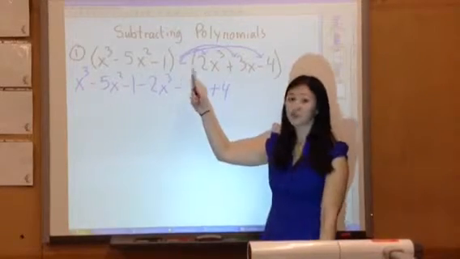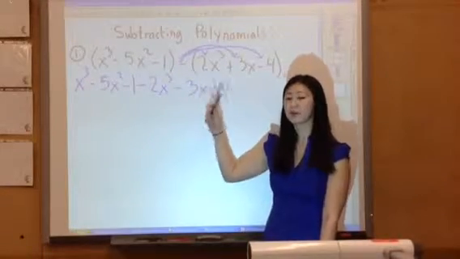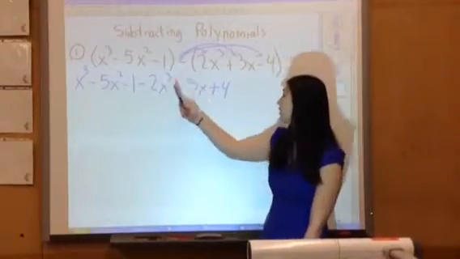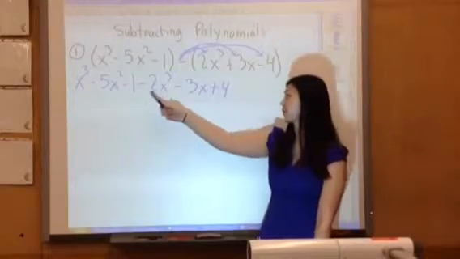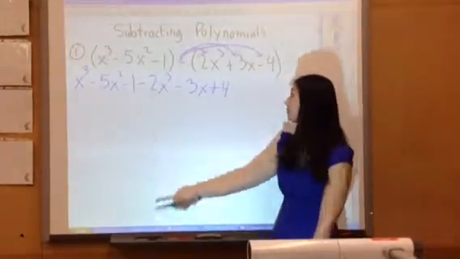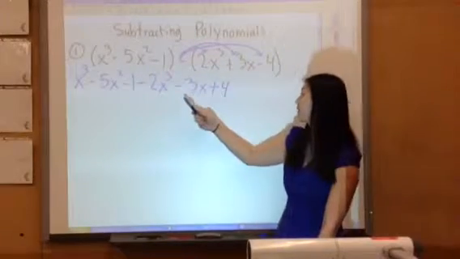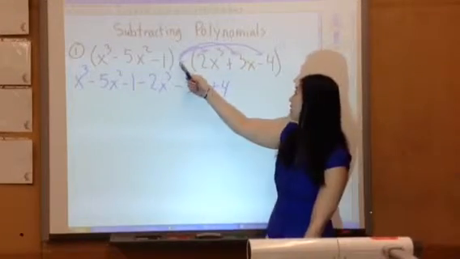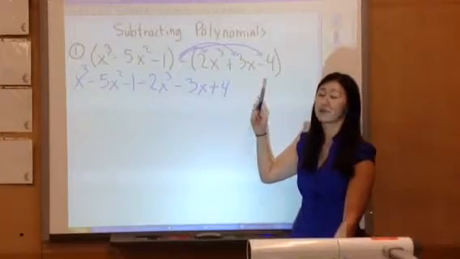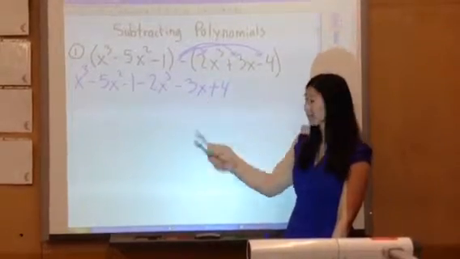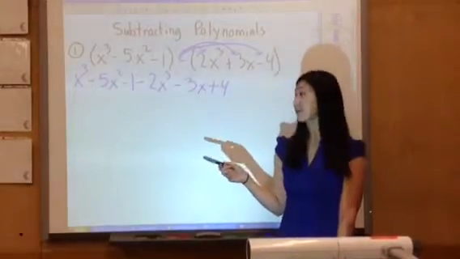Now when you think about distributing a negative, you're really multiplying everything by negative 1. So we really have a negative 1 times 2x to the third, which is why it's negative 2x cubed here. A negative 1 times this 3x, so that's why it's minus 3x. And negative 1 times negative 4, and remember a negative times a negative is a positive, so that's why it's plus 4.